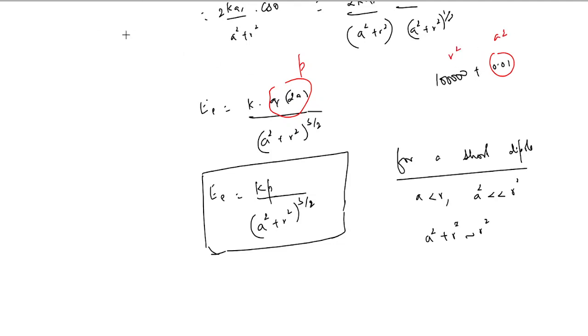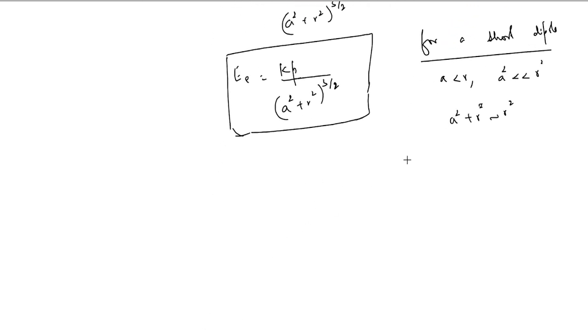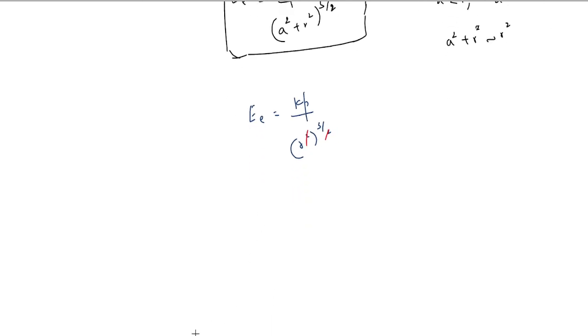Imagine we have something like 10,000, and we add something like 0.01. You can assume that this is like A square, and this is R square. Say take 10 power 6 here. The value you get here would be almost the same as this value only. So the effect of adding A square to R square is negligible. Finally, we get E equal to K P by R square, the whole power 3 by 2, and the 2 gets cancelled. Finally, the electric field would be equal to k p by r cube.